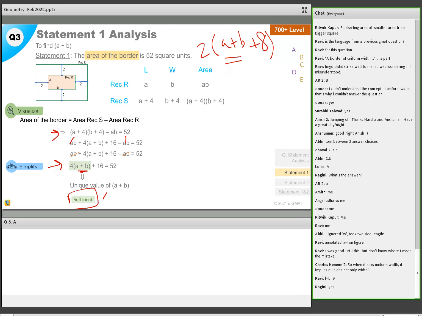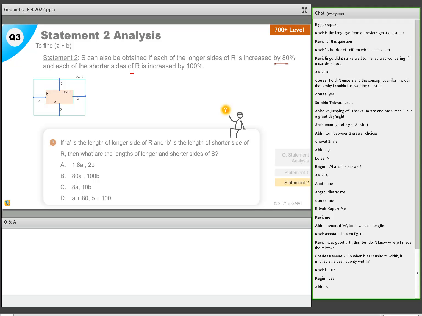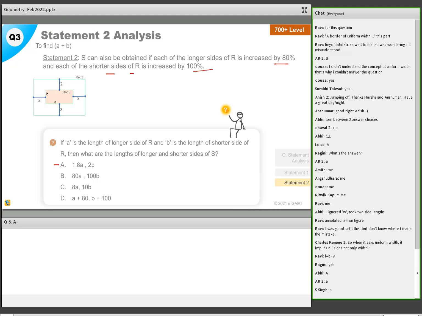So now let's move to statement 2. Statement 2: S can be obtained if each of the longer sides of R is increased by 80%, each of the shorter sides of R is increased by 100%. Now we have already discussed, when you say increase by 80%, A becomes 1.8 of A. The shorter side of R, that is the width of R, increased by 100%, or in other words, this should become 2 of B.